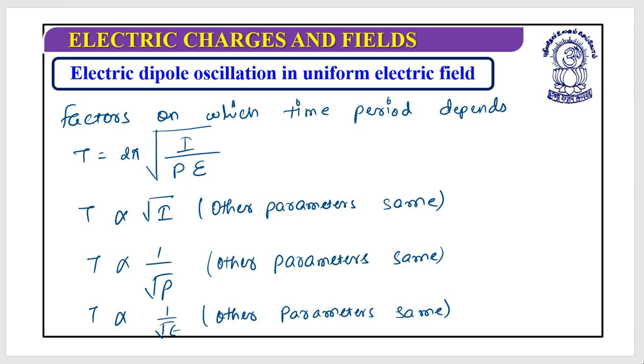Then at last we did the oscillation. We made the dipole oscillate in a uniform electric field. Again, it's an oscillation having a smaller displacement, and you need to remember its time period formula. It is 2 pi under root of I by PE, where I is the moment of inertia of the dipole, P is the dipole moment, and E is the electric field in which the dipole oscillates. Yes, so let's shut it down.